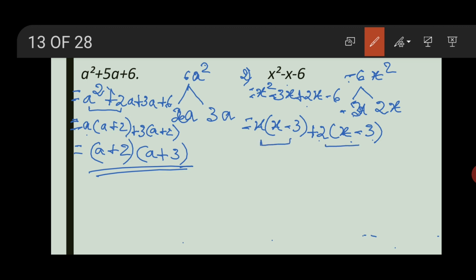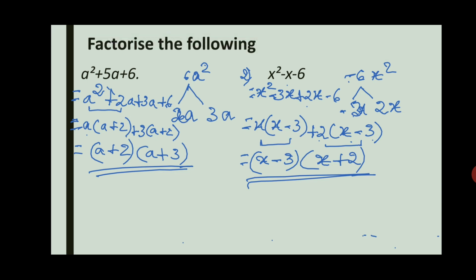Again, what is common in the two terms? X minus 3 is common. Take outside. What is remaining? X plus 2 is remaining. So we can factorize that given trinomial in this way. Did you get this?